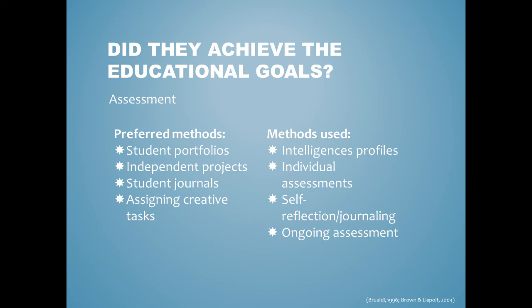Preferred assessment methods for MI theory include student portfolios, independent projects, student journals, and assigning creative tasks. For this presentation situation, most of these are unrealistic and are more suited for traditional classroom settings. Therefore, using the intelligence profile, individual assessments were completed based on the student's profile, following the rubric, and by the self-reflection handout given at the end of the presentation. Assessment is also ongoing throughout the presentation during learning activities to show what they know, which is something noted to be important in assessment with MI theory.